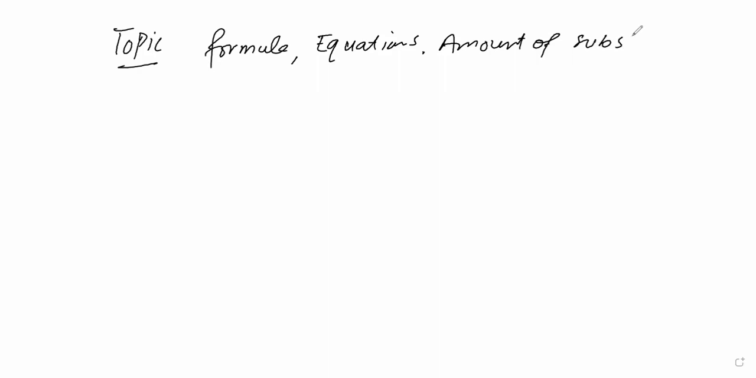Topic 1 comprises formulae, and equations, that is, how do we write equations and how do we balance them, and the next is amount of substance, simply stoichiometry, which you have studied in O levels. So this is topic 1. It contains subtopics in which all of these contents are covered.